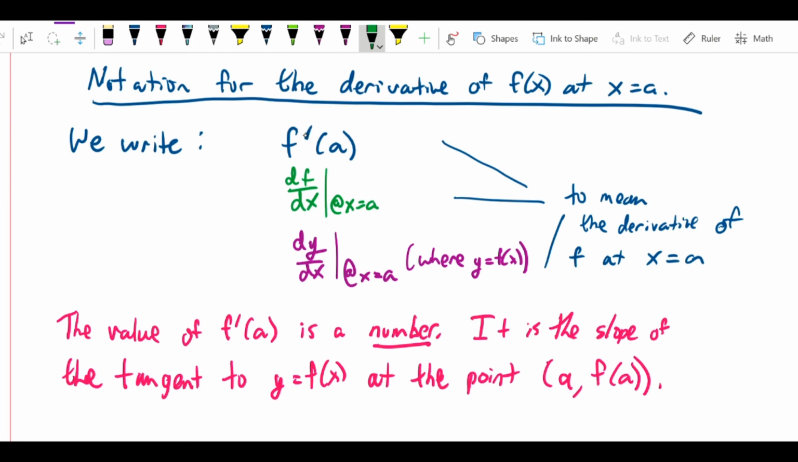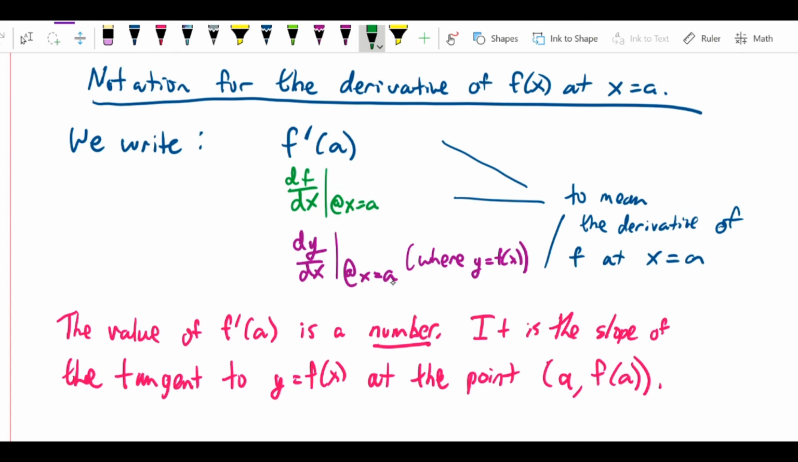We also sometimes use this notation. We write df over dx, and then put the notation x equals a, or sometimes with an at sign, x equals a. Or if we've defined that y is a function of x, where we've said y equals f of x, we might write dy over dx with, again, the notation x equals a. These three things all mean the same thing. They all mean the derivative of f at x equals a.